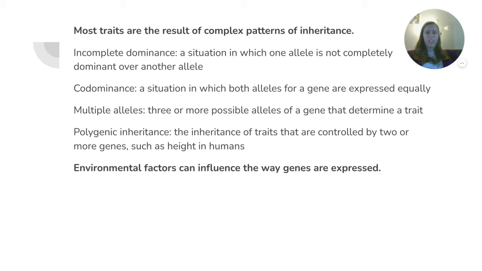Polygenic inheritance is the inheritance of traits that are controlled by 2 or more genes, such as height in humans. Environmental factors can influence the way genes are expressed.